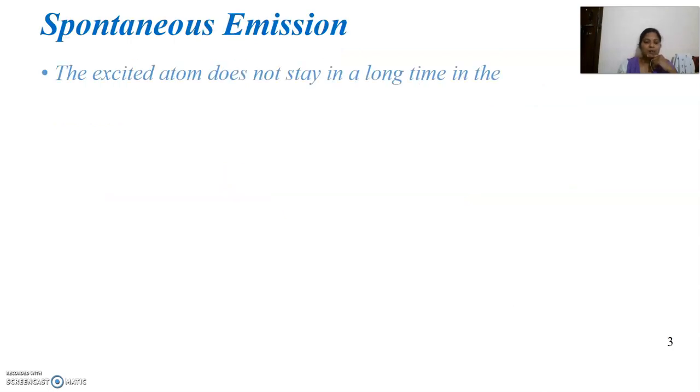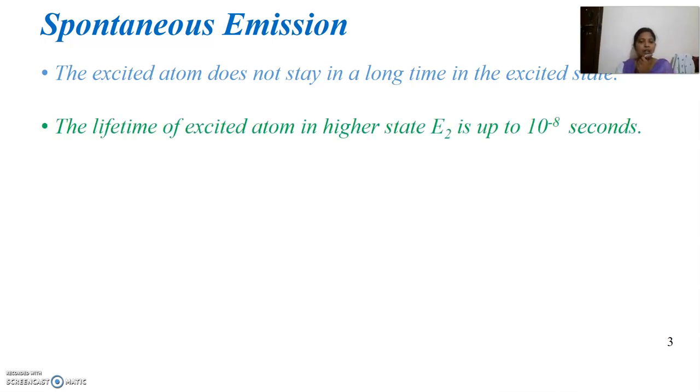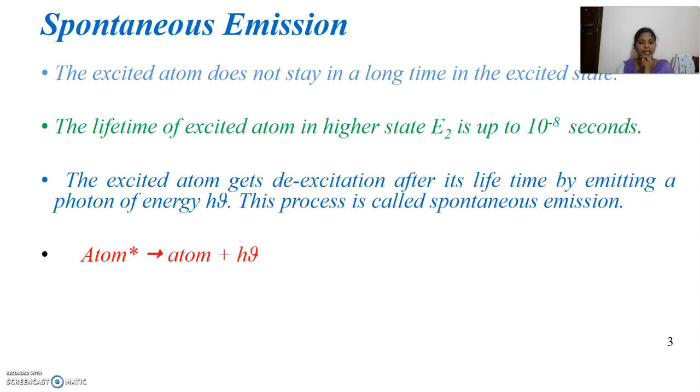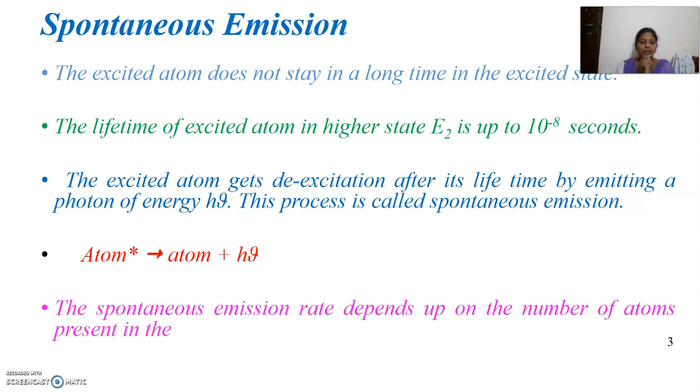Now the spontaneous emission: the atom which is in the excited state will not stay in the excited energy level for a long time because the excited energy level has a lifetime of 10 power minus 8 seconds. So this atom will de-excite from the excited energy level to the ground state by emitting one photon. This is called spontaneous emission. The spontaneous emission rate depends upon the number of atoms in the excited state, that is E2.